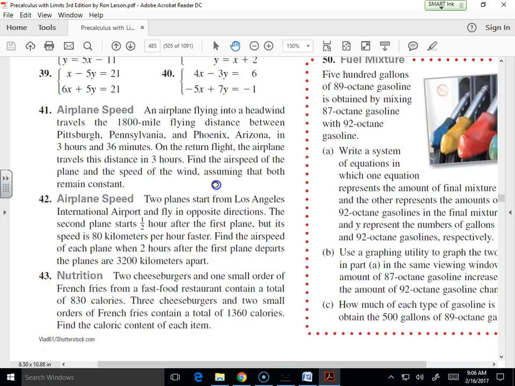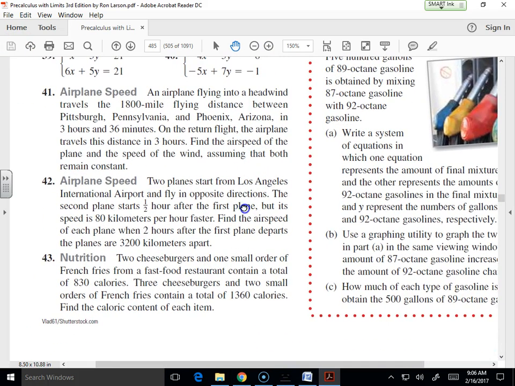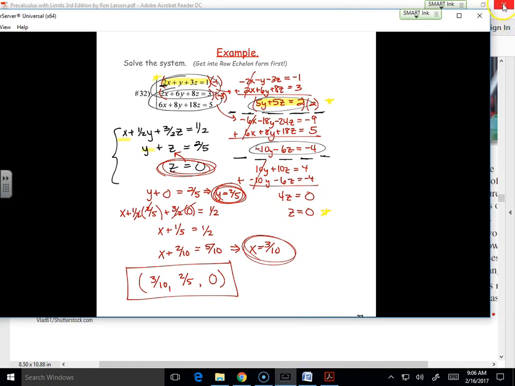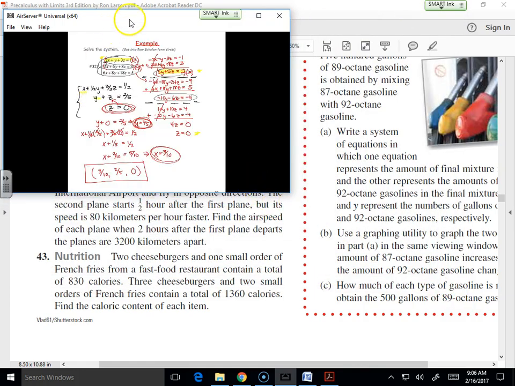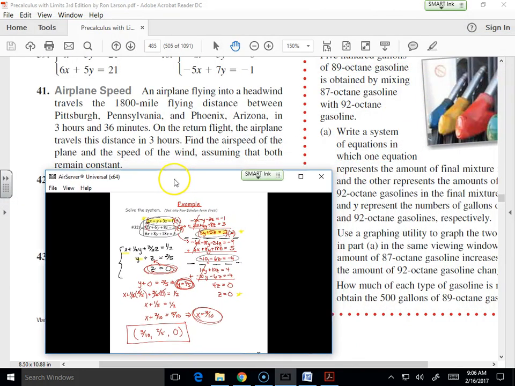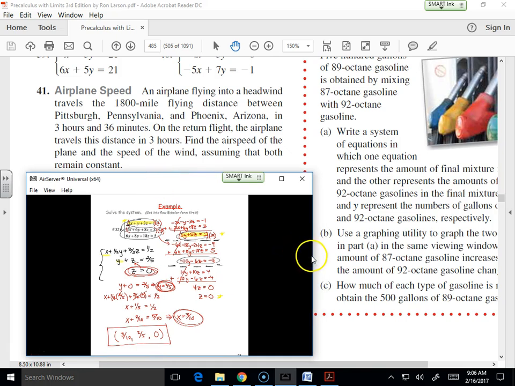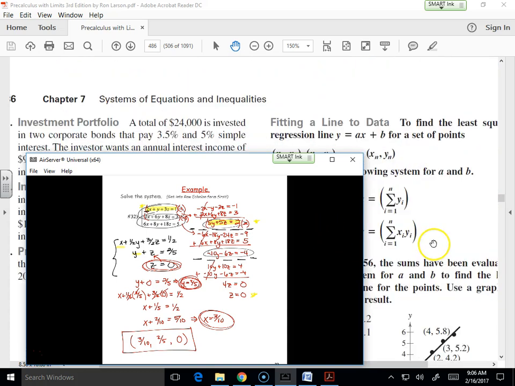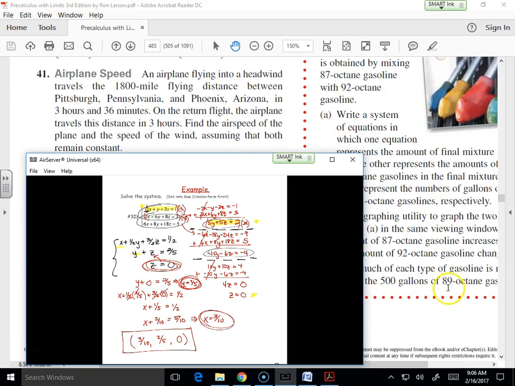An airplane flying into a headwind travels through the 1,800-mile flying distance between Pittsburgh, Pennsylvania, and Phoenix, Arizona, in 3 hours and 36 minutes on the return flight.